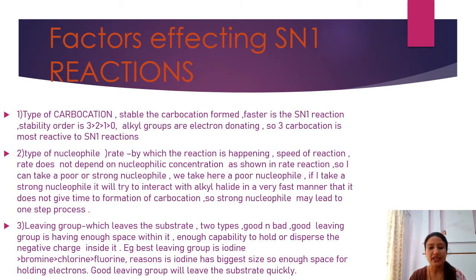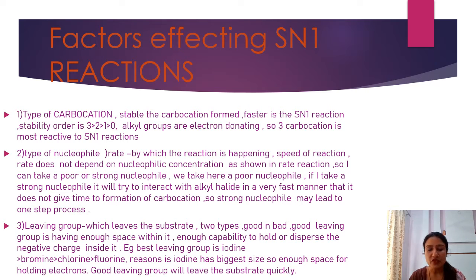The factors affecting SN1 reactions. The first factor is the type of carbocation. The more stable the carbocation formed, the faster the SN1 reaction. The stability order is tertiary, secondary, primary and methyl. Alkyl groups are electron donating, so the tertiary carbocation is most reactive in SN1 reactions.